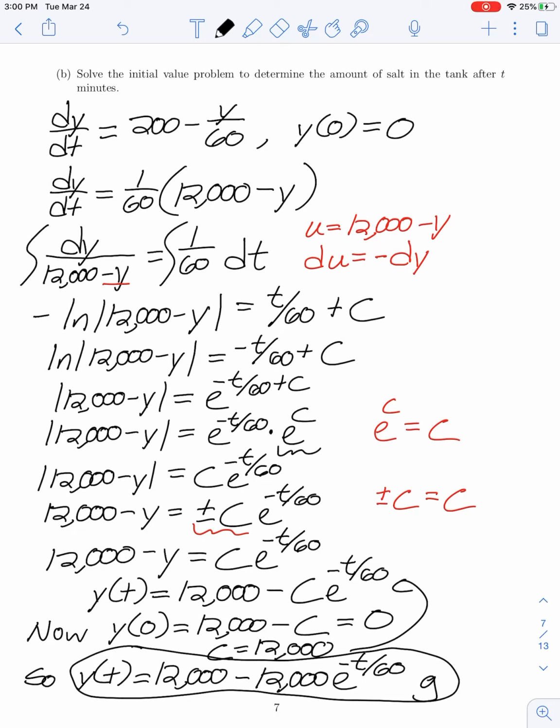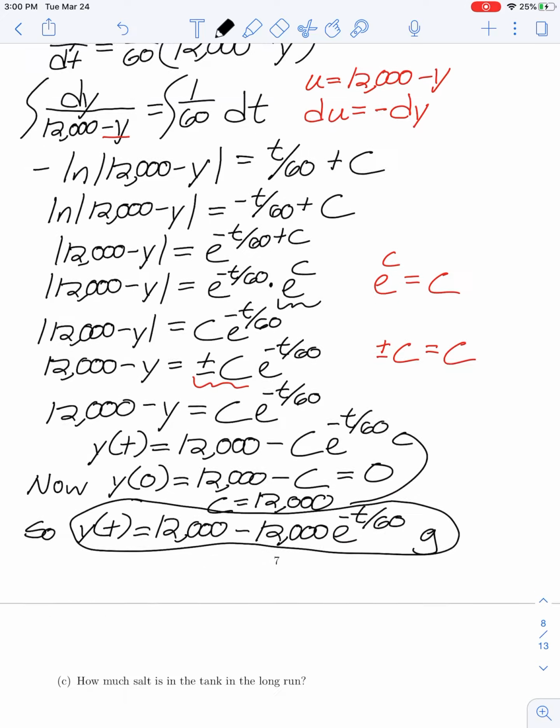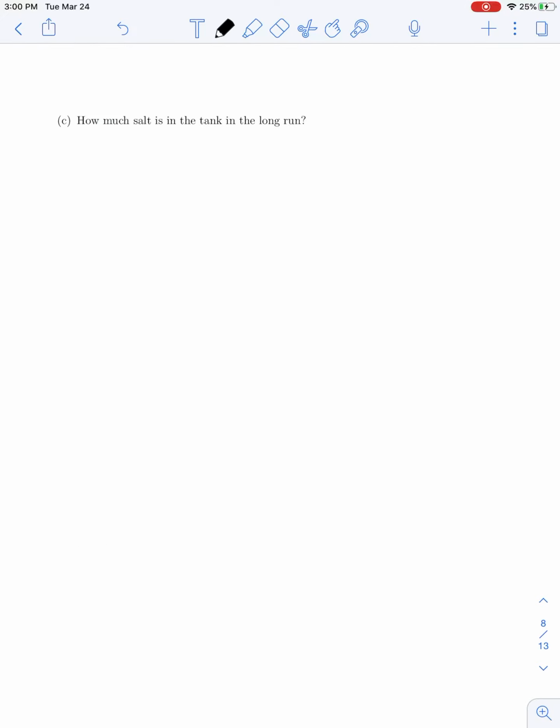So once we have this function, we can answer certain related questions, say how much salt is in the tank at any specific time by plugging in that value for t. Or in the next part of our problem, we're asked how much salt will be in this tank in the long run. Now, this wording, in the long run, means as time keeps increasing, as time approaches infinity, what's going to happen with the amount of salt in our tank. So let's review what we found in part B.